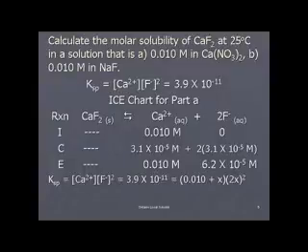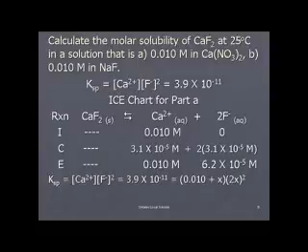We can now go back into our ICE chart and fill things out. So we know that the Ksp of calcium fluoride, which was 3.9 times 10 to the negative 11th. We use that to find our values at equilibrium.